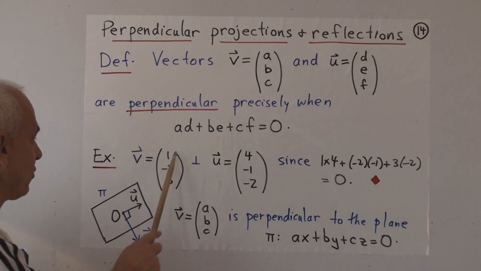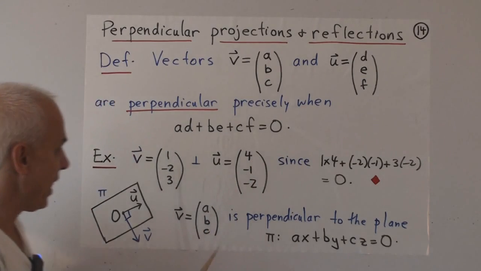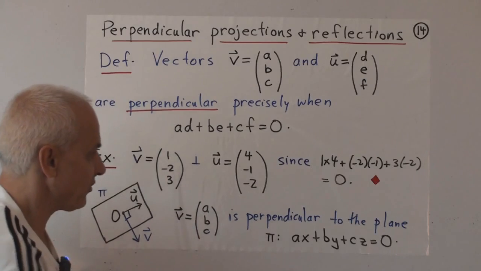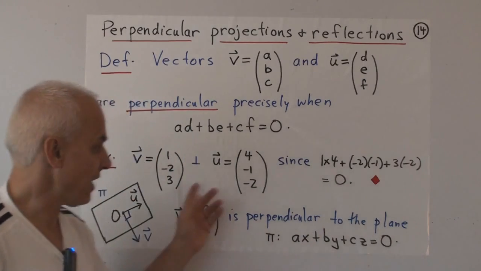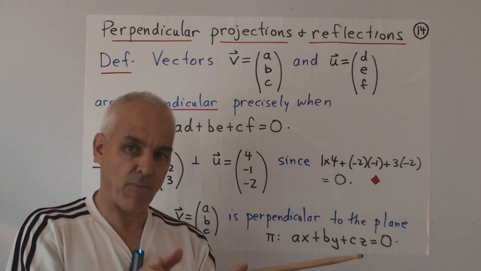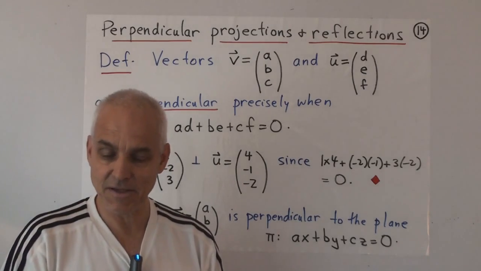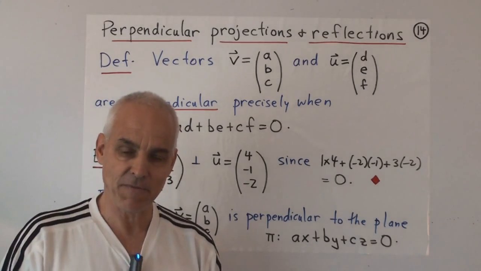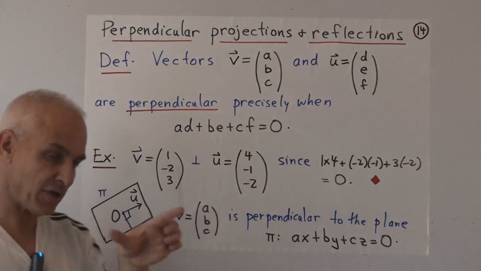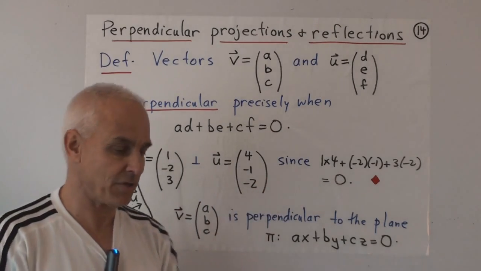So for example, here's a vector 1, minus 2, 3. Here's another vector 4, minus 1, minus 2. And since 1 times 4 plus minus 2 times minus 1 plus 3 times minus 2 totals to 0, these vectors are perpendicular. And if you take a standard Euclidean framework where you really have three axes which are perpendicular in the usual sense, equally spaced in the usual sense, and you draw these vectors or make a little model, you will see that they actually do appear perpendicular in the usual sense. So this is really the right notion.